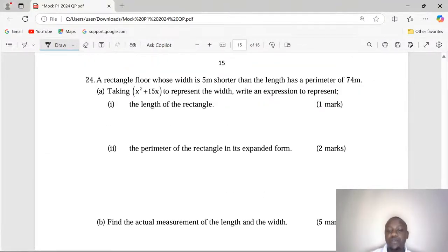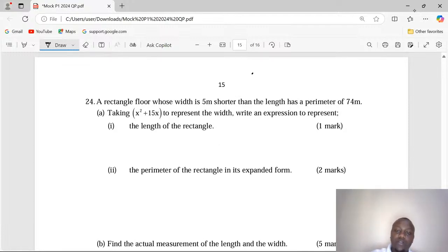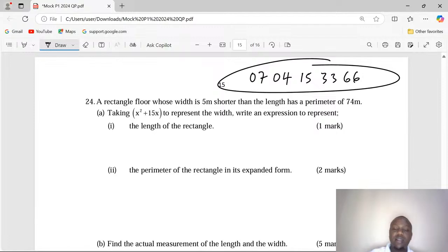The last question, which is on quadratic equations and expressions. A very simple question. Consultation line remaining 0704 153366. That's our consultation line.